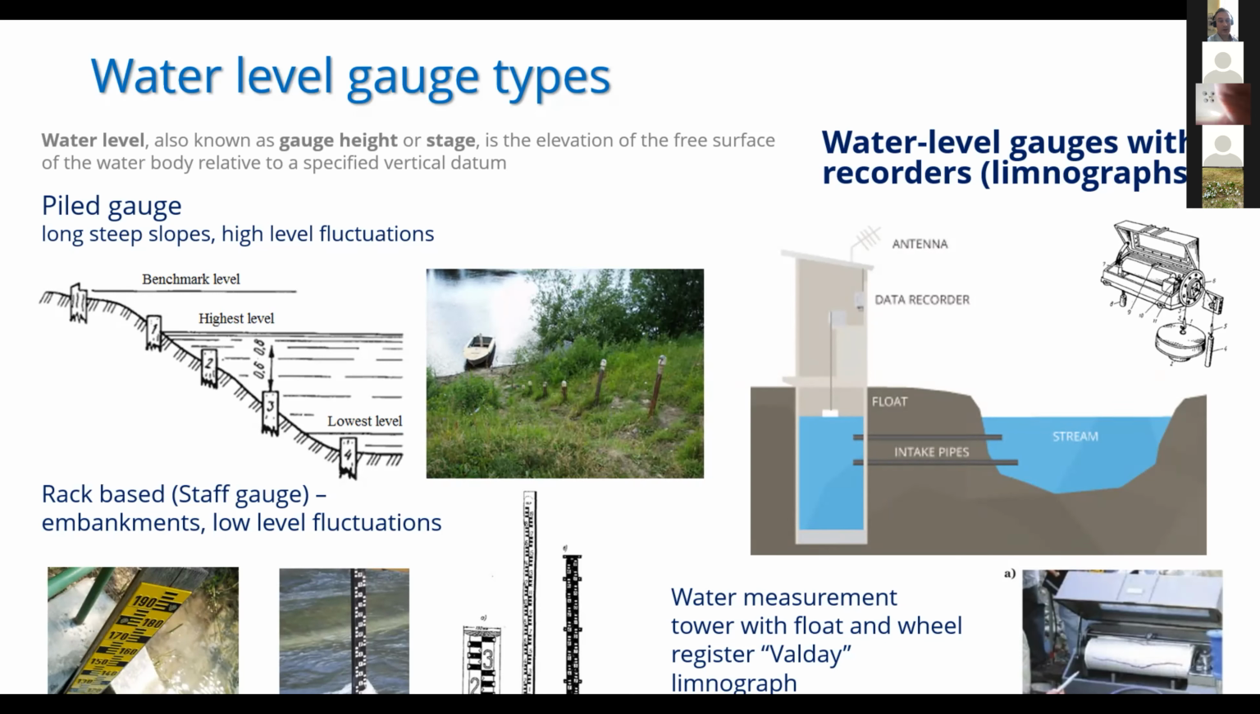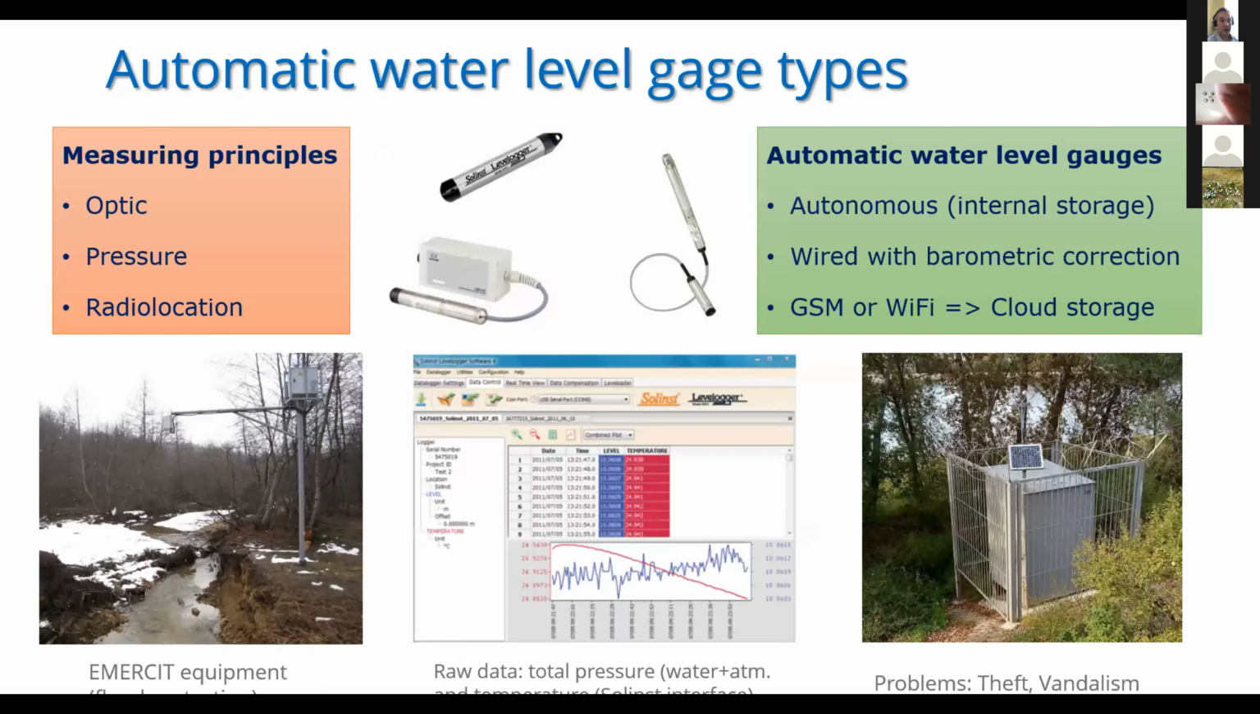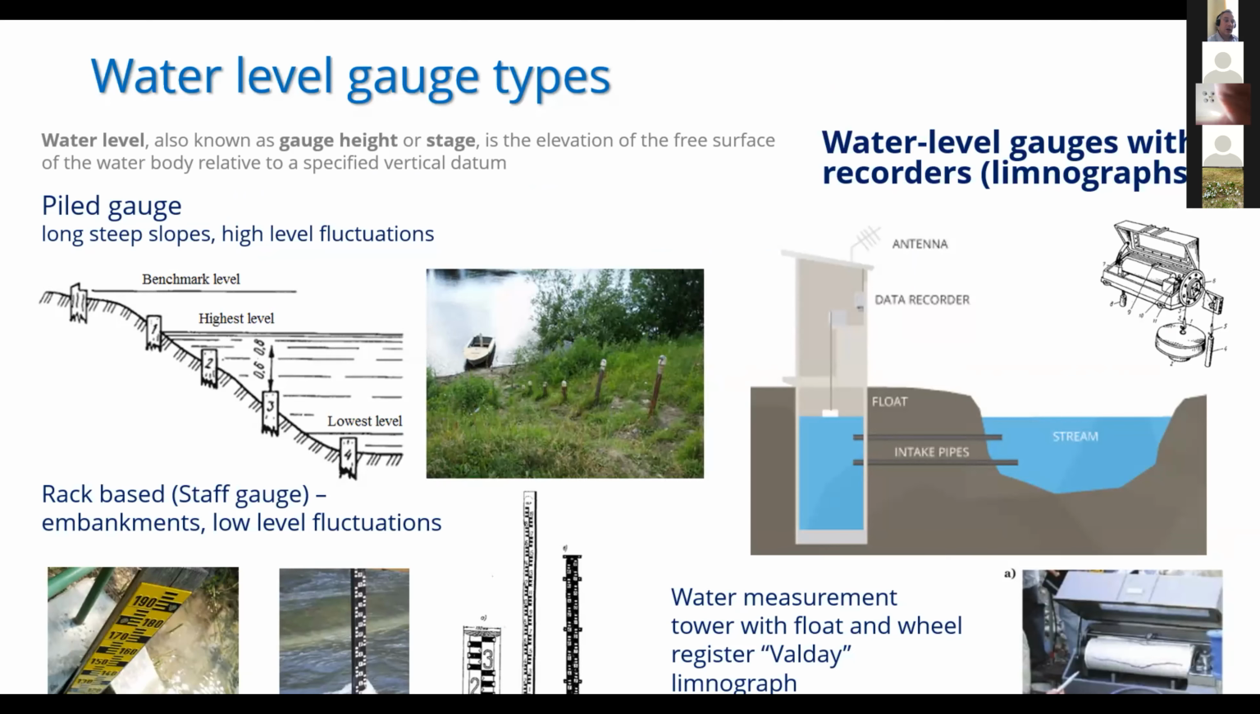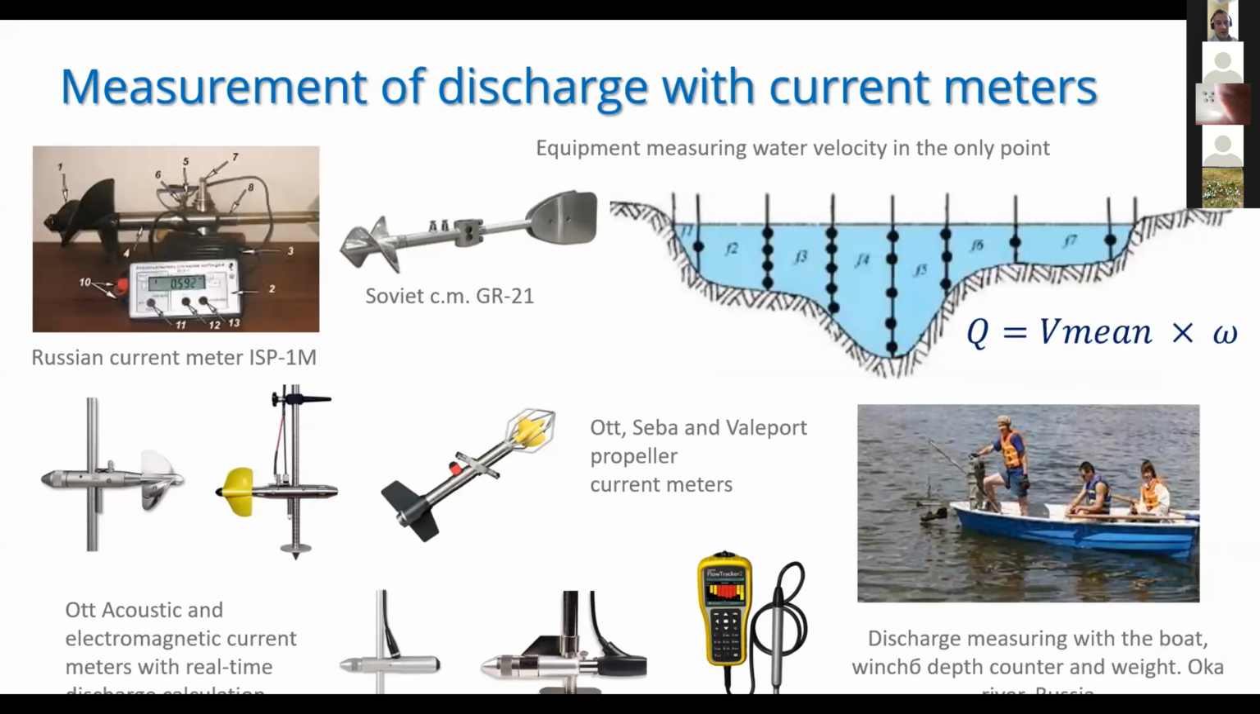Another type of water level gauge is automatic water level gauge, and it is a modern type of water level measurement type. The main principles of these kind of water level measurements are optical, pressure fixation, and other types. Automatic water level gauges are most widespread in the whole world.